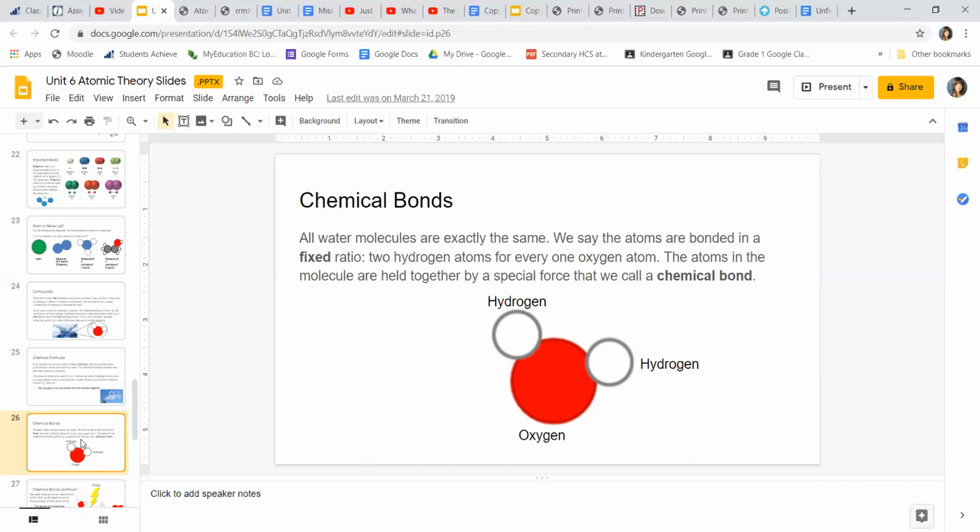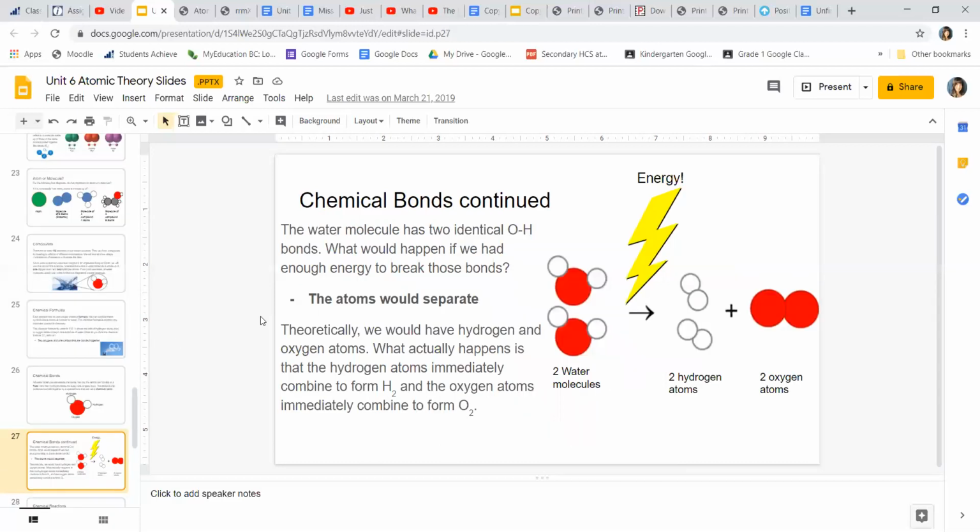And so with all these different combinations that can come up, when you have a certain combination, such as water, H2O, every single compound of water is going to look exactly the same: two hydrogen atoms and one oxygen atom. They're held together by a chemical bond in a fixed ratio.